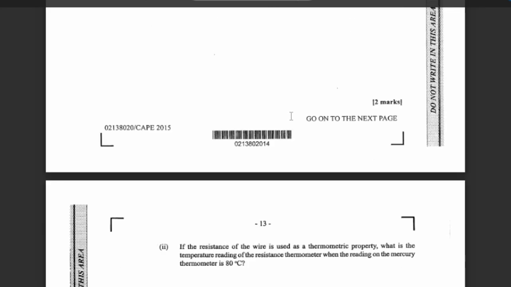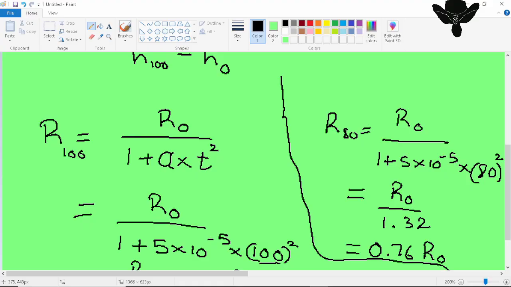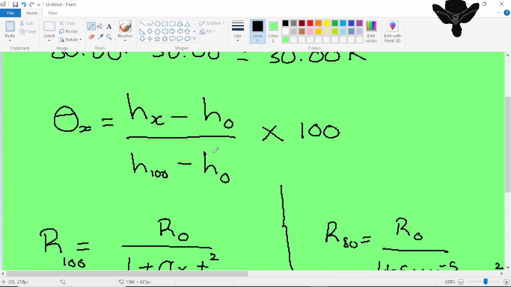Next part of the question, actually the last part of the question. If the resistance of the wire is used as a thermometric property, what is the temperature reading of the resistance thermometer when the reading on the mercury thermometer is 80 degrees? So it's going to ask us to use a thermometric property to find temperature. How do we do that? Well, remember back up here, we said that we could use a Celsius scale. So all we're going to do is replace height with resistance, and that will give us our answer.